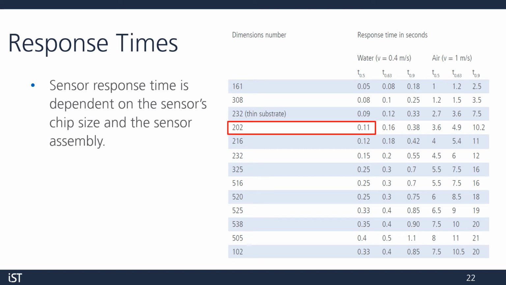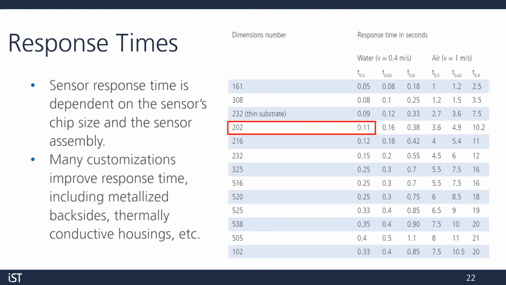For example, when heated from 25 degrees C to 75 degrees C, a 202 or 2 mm by 2 mm chip will take 0.11 seconds for the sensor to reach 50 degrees C, which is 50% of the temperature change. Many customizations improve response time, including metallizing the sensor backside, potting it in a thermally conductive housing, using thermally conductive paste, etc.